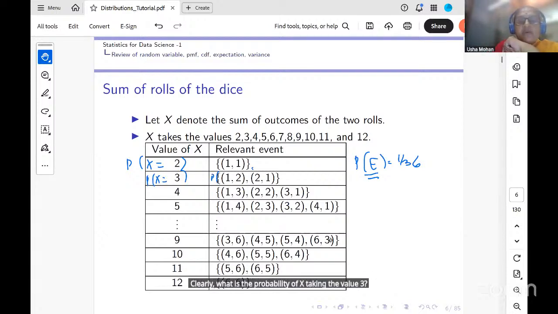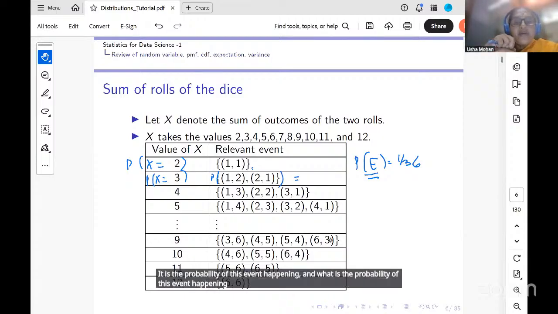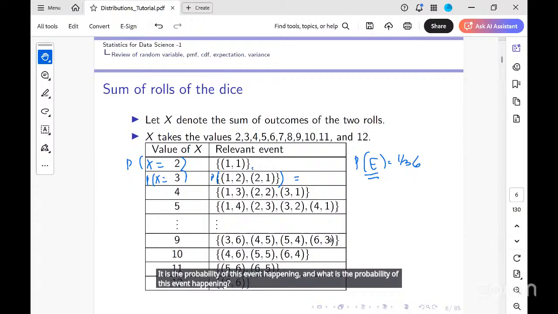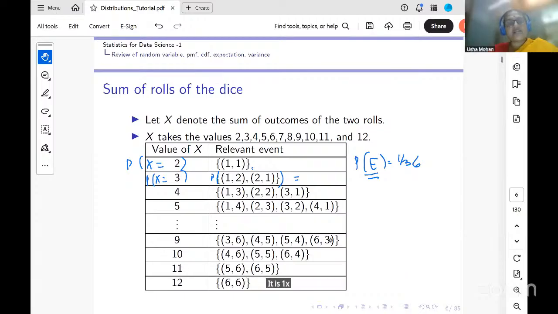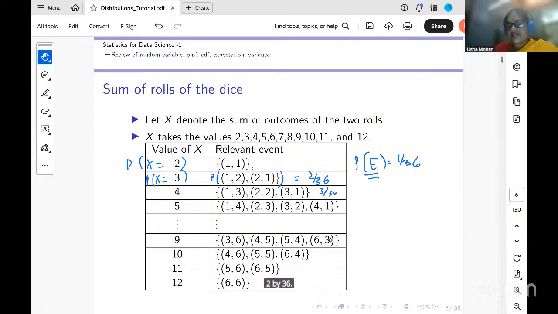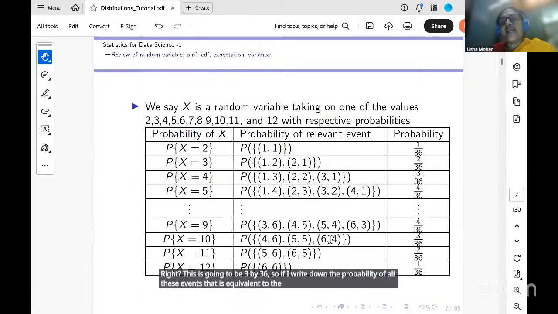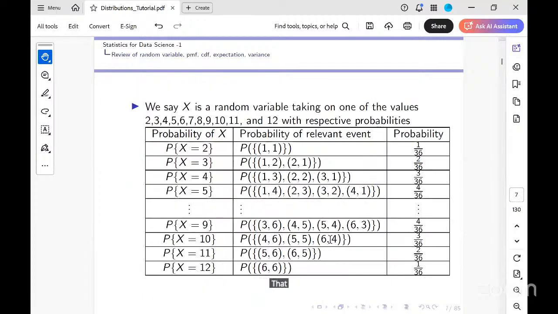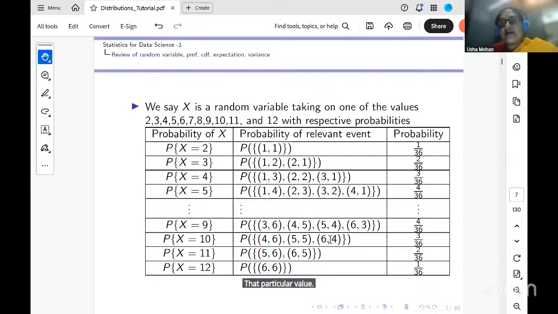Similarly, what is the probability of x taking the value 3? It is the probability of this event happening, which is 1 by 36 plus 1 by 36, which is 2 by 36. Is that clear? This is going to be 3 by 36. So if I write down the probability of all these events, that is equivalent to the probability of x taking that particular value, 2 to 12. Till here, is it clear?